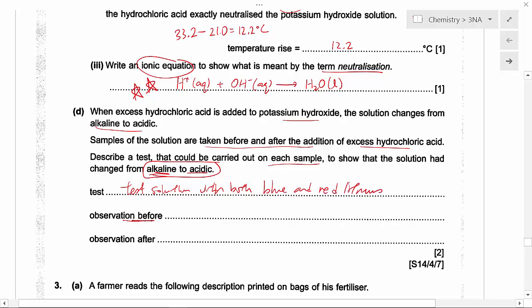So before it turns to acidic, alkaline, that means the red litmus turns blue. And after it becomes acidic, the blue litmus turns red.